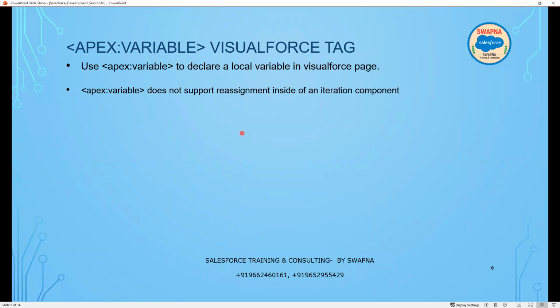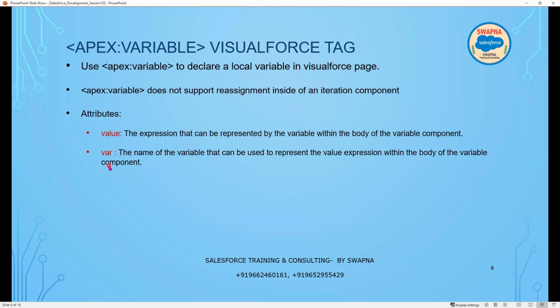And there are 2 attributes within this. One is value. Value is the expression that can be represented by the variable within the body of the variable component. What is the value that you wanted to display? Var is the normal variable name. What is the var name that you wanted to represent in the value expression? We will see how to use value and var.